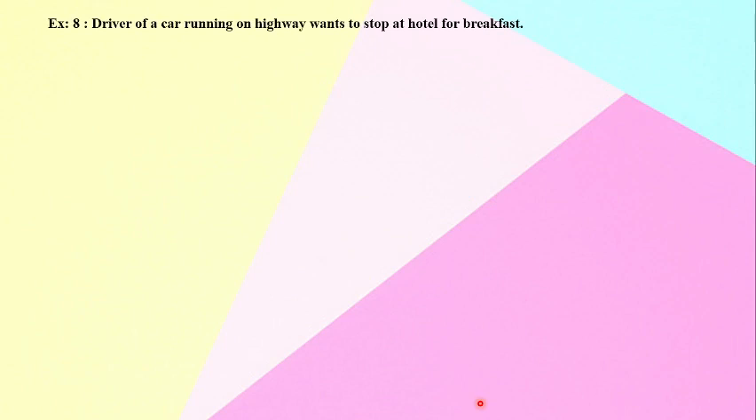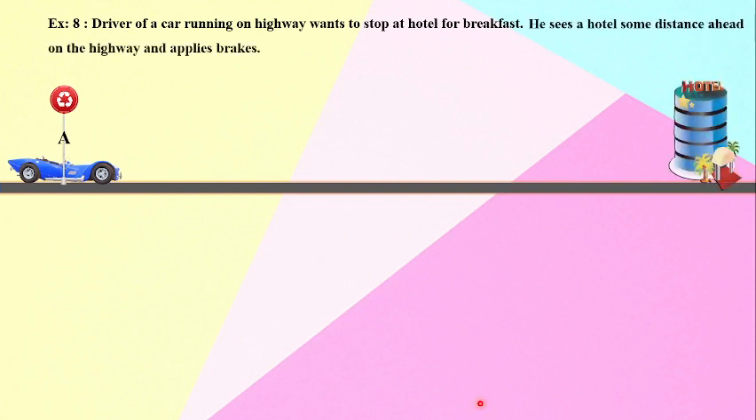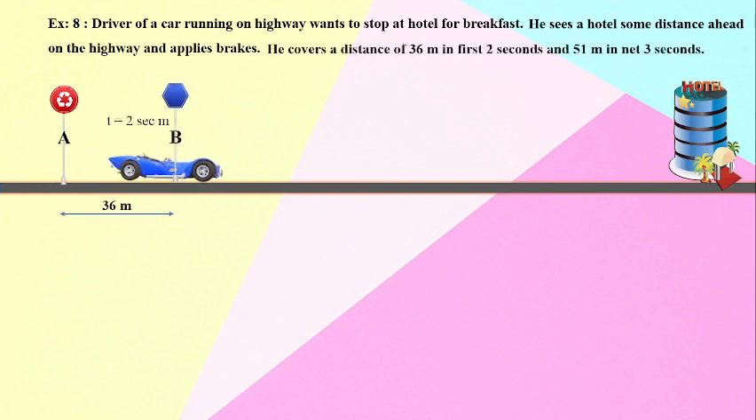A driver of a car running on a highway wants to stop at a hotel for breakfast. So here is a car, and a driver is driving the car. He sees a hotel some distance ahead on the highway and applies the brake. He covers a distance of 36 meter in the first 2 seconds and 51 meter in the next 3 seconds.